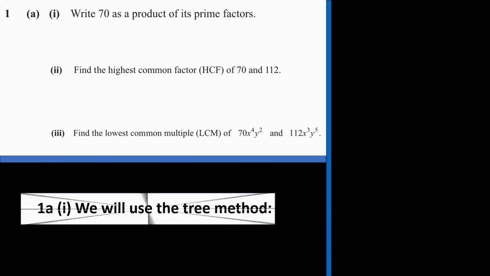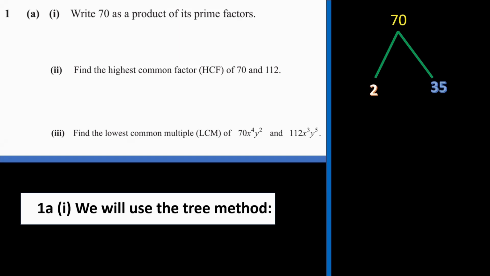So here we are going to use the tree method. And what does this tree method involve? It involves breaking 70 into parts, as multiples of prime factors. So we have 70, and then we are going to think of the smallest prime number that can divide 70, and that prime number is 2, because if we multiply 2 by 35, we get 70.